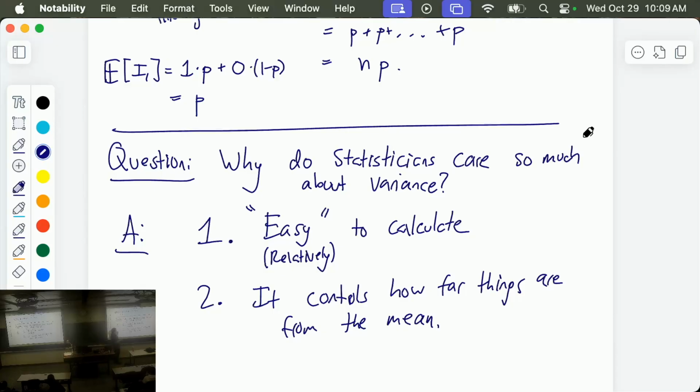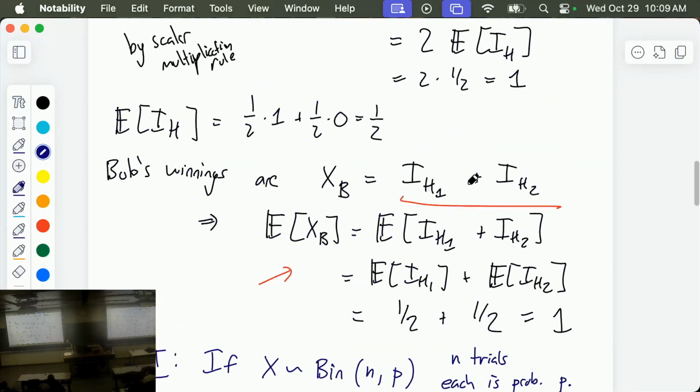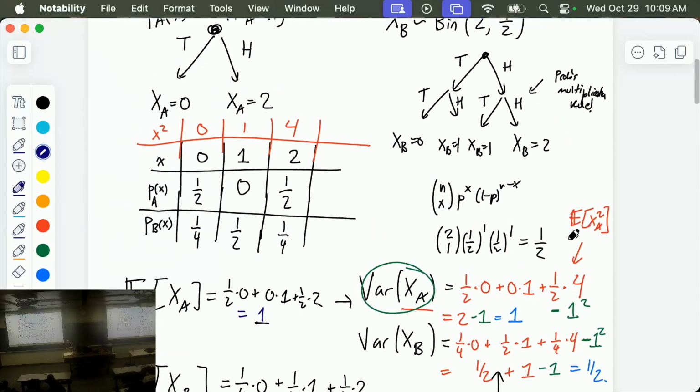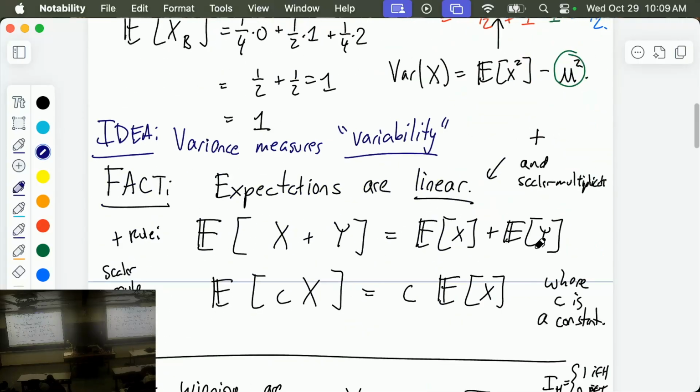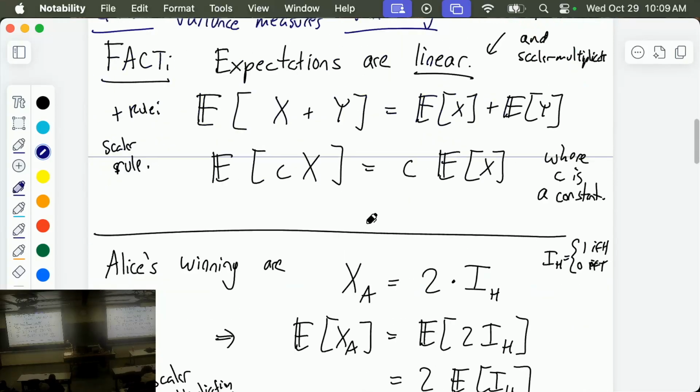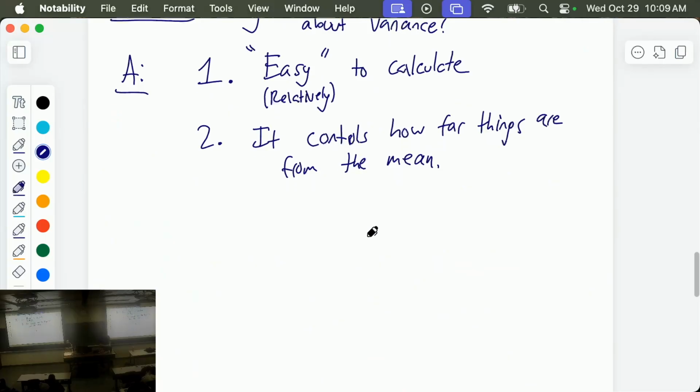This is why we care about variance so much. Easy to calculate. You just saw having to do it by hand, like this, is a big slog. But just like the expected value is linear, the variance also satisfies some nice properties that are a little bit like this. And those properties make it easy to calculate variance. So let me show you the easy way to calculate, just like we had an easy way to calculate the expected value. So here is the fact about variance.